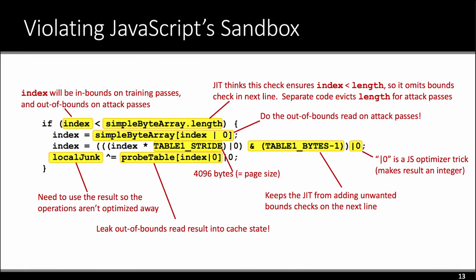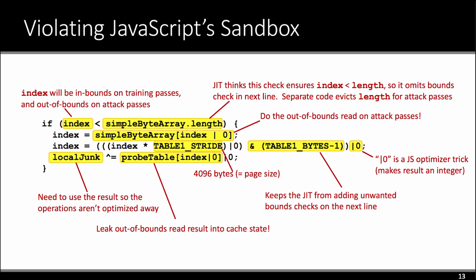This is basically reading from the first array. There's then some things that enforce some limitations on the result of that, so that the JIT doesn't have to output a whole bunch of stuff that ruins the performance and messes things up. And then it goes and reads from a second array. And so if we look at this, the index value here is a thing that's going to be in bounds when I'm training the branch predictor, and out of bounds during the attack pass.